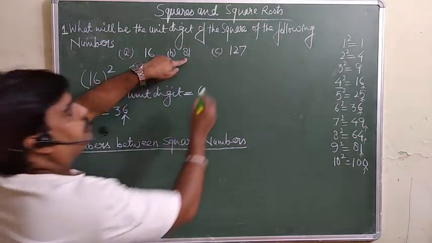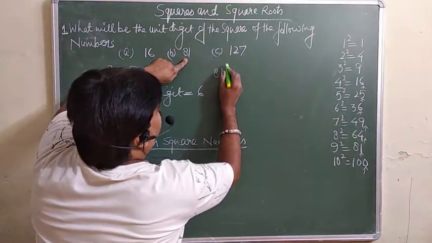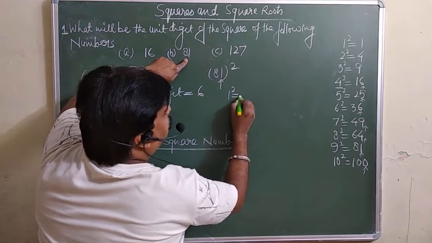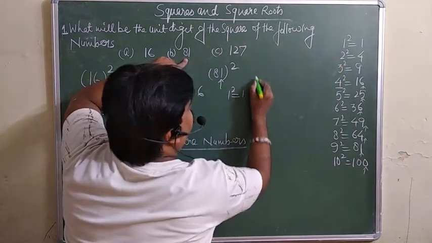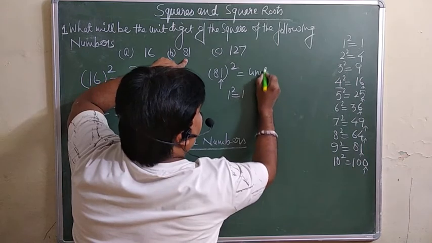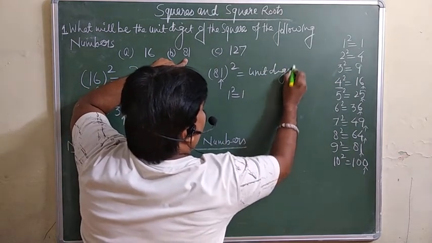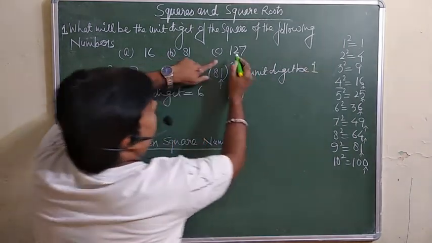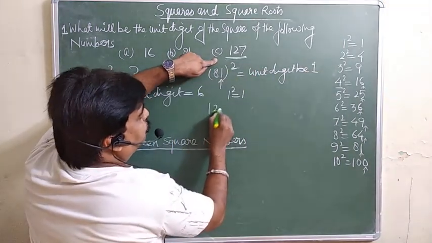Here similarly, 181 whole square you want to do. So just do the square of the unit digit. 1 square is 1. So if you are going to do the square of this number, the unit digit will be 1. Here, you want to know, you are going to do the square of this number.